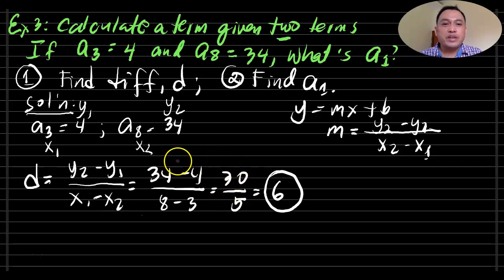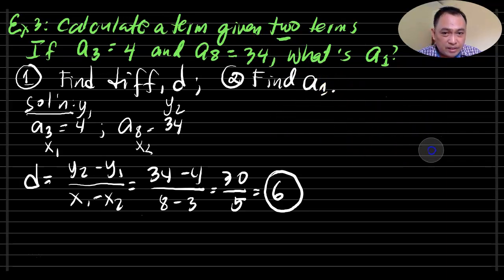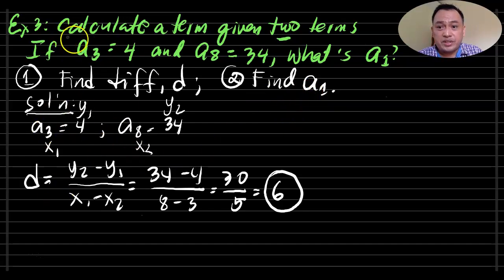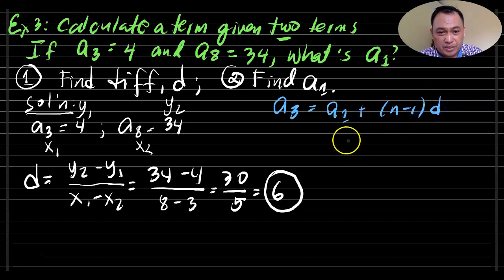Now, can we find out the a1? Yeah, we can. Let me just delete this part. Find a1. Now let's use another color. I want blue to find a1. In finding a1, you can use any of these two terms. So I'm going to choose a3. So a3 is equal to my a1 plus (n minus 1) multiplied by d, which is the difference.